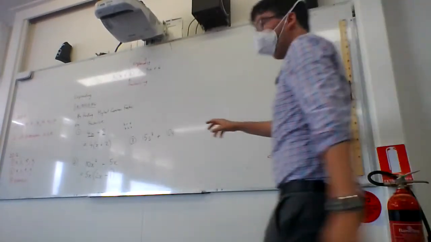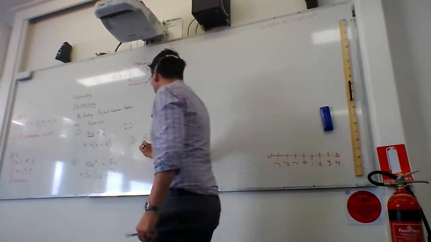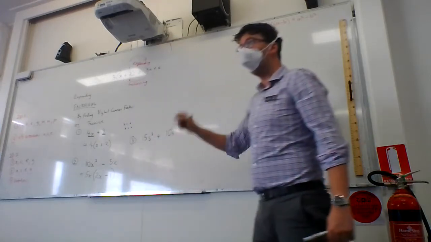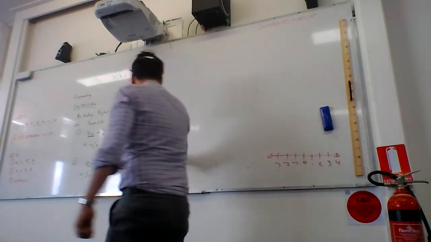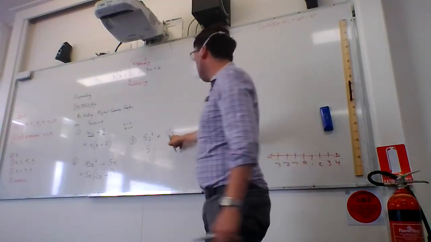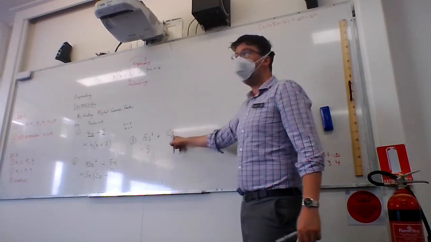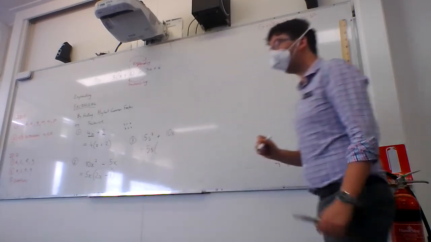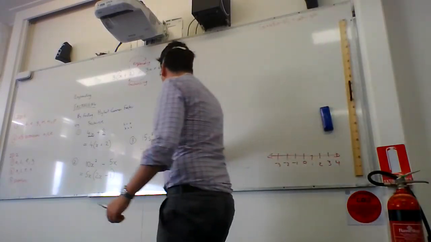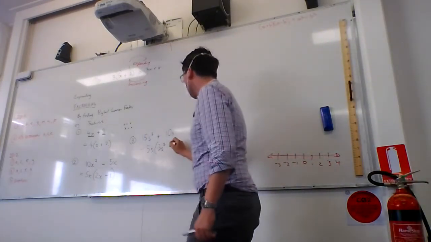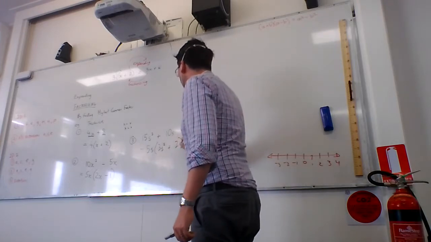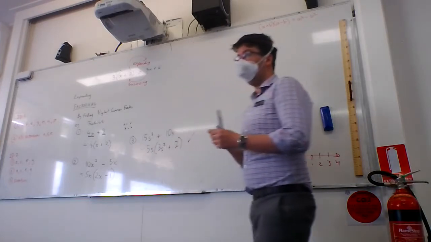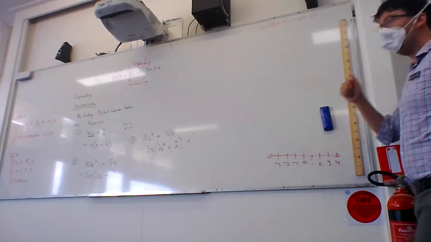Okay, how did we go? What's the highest common factor of those two? 5. And we've got S cubed and we've got S. So what's in common? S. Bracket 3S squared plus 2. Okay. Well done.